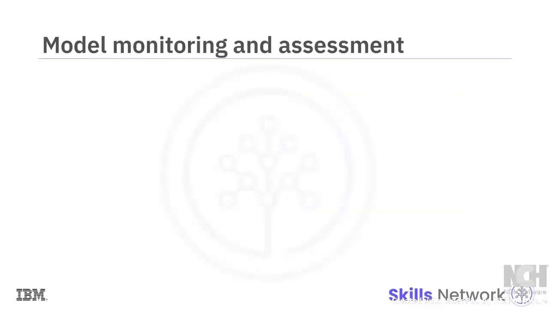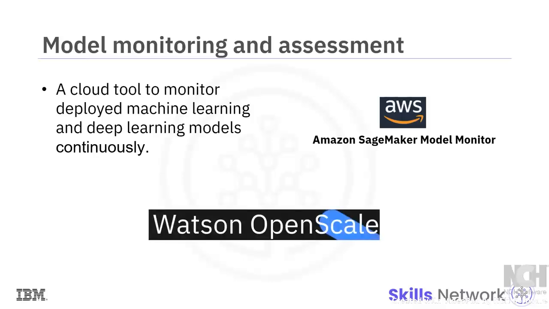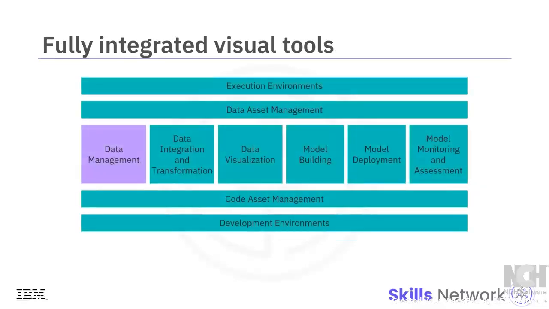In addition, Watson Machine Learning deploys a model that makes it available to consumers using a REST interface. Amazon SageMaker Model Monitor is an example of a cloud tool to monitor deployed machine learning and deep learning models continuously. Every major cloud provider has similar tooling. Another tool for model monitoring is Watson OpenScale. Everything marked in green can be done using Watson Studio and OpenScale.